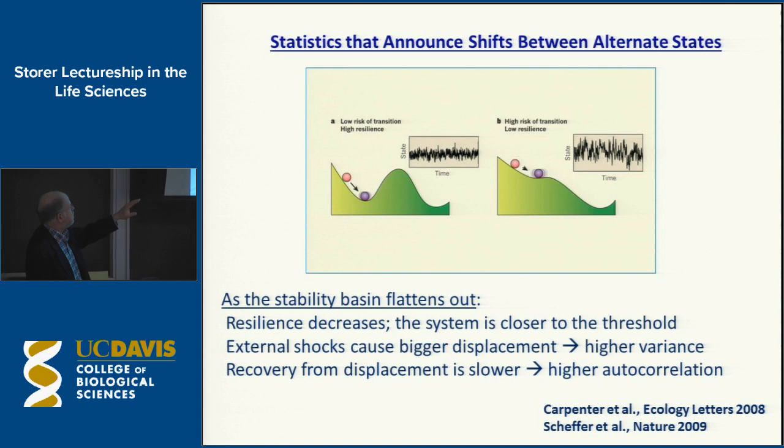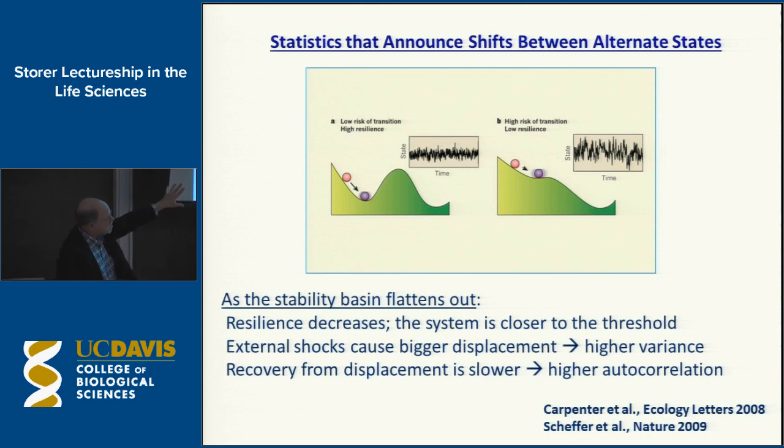A few years ago, we and Martin Scheffer and a number of other groups, including Allen's, got interested in the possibility of statistics that could announce shifts between alternate states. And so when you have high resilience of one of the alternate states, things like variance and autocorrelation in time tend to be relatively low. When the resilience of the state of the ecosystem begins to decline, you see higher variance and autocorrelation approaching 1 for the fold bifurcation, which is the bifurcation you get in trophic triangles.